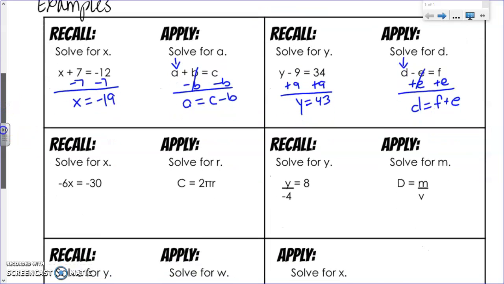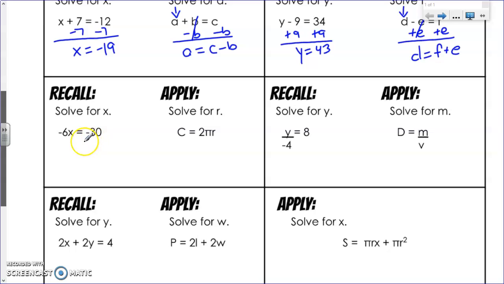Everybody good so far? All right. Here, how would I solve for x? Divide by negative 6 on both sides. So x equals 5. Negative 30 divided by negative 6 is 5. Okay, so don't lose me.